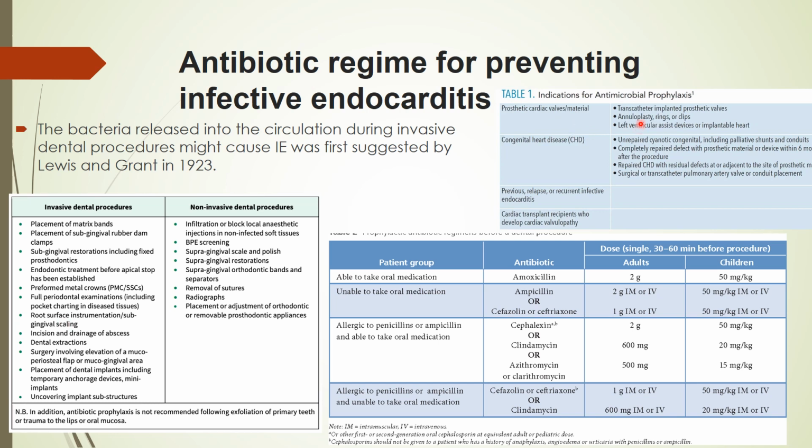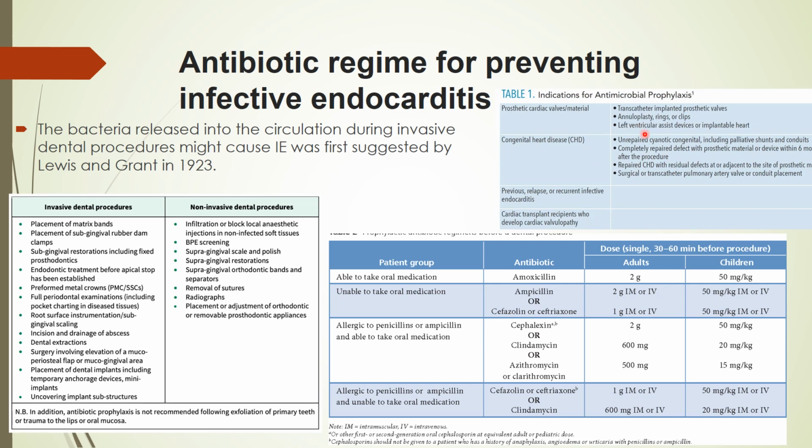So, what are the indications for antibiotic prophylaxis? That is, those who are at very high risk of developing infective endocarditis. That is, the patients with prosthetic cardiac valves or prosthetic material, that is, with transcatheter implanted prosthetic valves, angioplasty, left ventricular assist devices, or implantable heart devices, congenital heart diseases, previous or recurrent infective endocarditis, cardiac transplant recipients who develop cardiac valvulopathy.